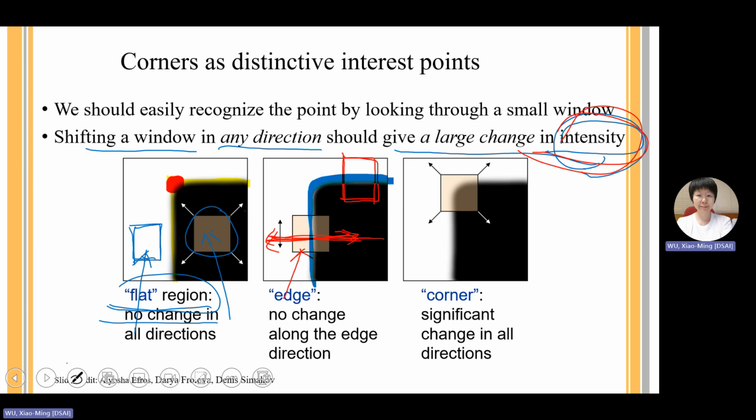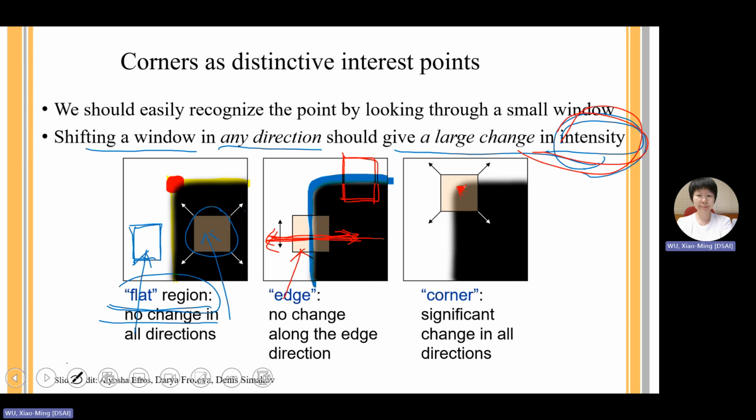Then what's different for corners? If we place the window at the corner position, which means the center of the window is a corner point, what happens? If we place this small window at a corner position, you can see that.